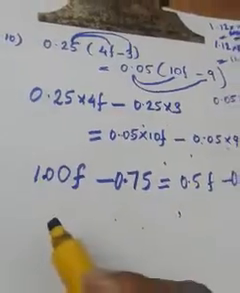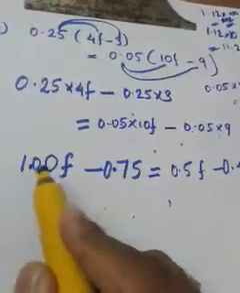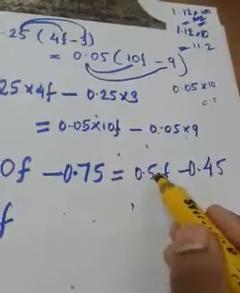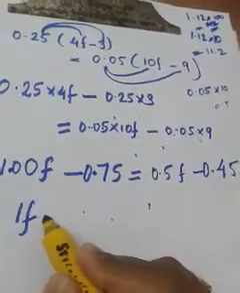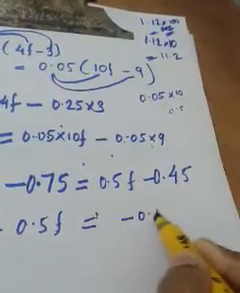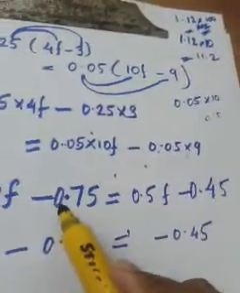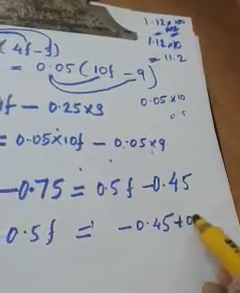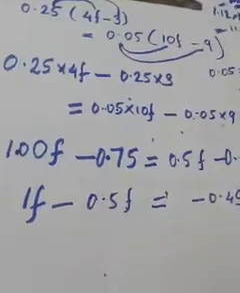Now it is time to take all the terms with f together. So here it is 1.00 f, or 1f. From the right side, 0.5f will come to the left side. It becomes minus 0.5f. And what is there on the right side? Minus 0.45 is there on the right side. When you take this minus 0.75 to the right side, it becomes plus 0.75. What is 1f minus 0.5f?